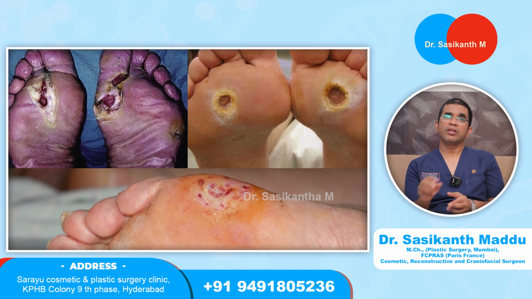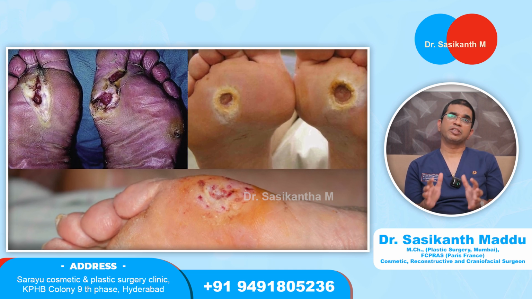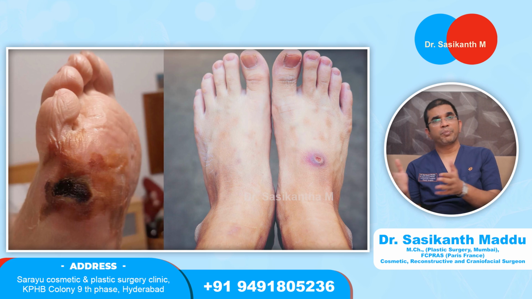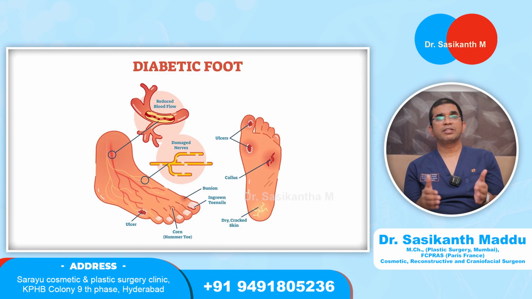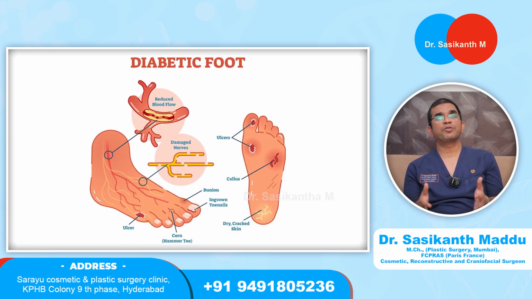So diabetic foot ulcers are the small wounds that appear in the foot of people who suffer from diabetes, especially long-standing diabetes. So what are the changes that occur in diabetes that lead to foot ulcers? Generally there are multiple components in diabetic foot changes. One is neuropathy. Neuropathy is damage to the nerves of the skin because of high sugar content in the blood. So this damage leads to loss of sensation.